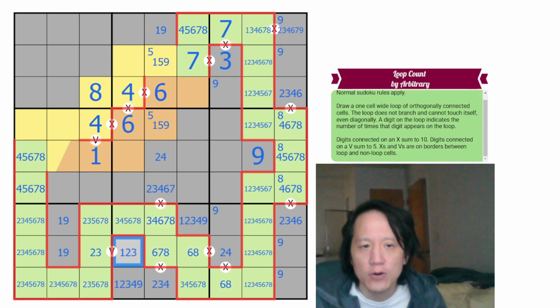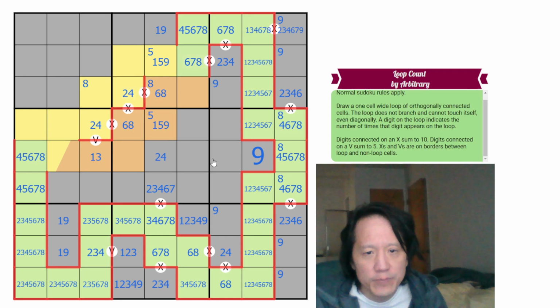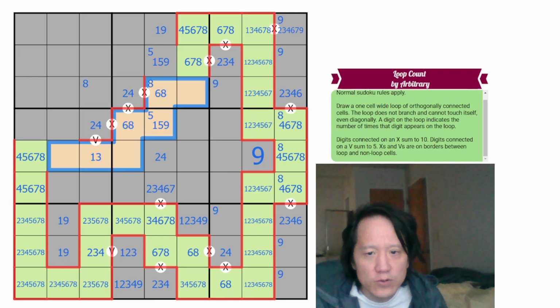Therefore, the yellow cannot be part of the loop, and therefore we've shown that the orange has to be part of the loop. So the yellow cannot be the loop. So we just remove that, and the orange is part of the loop. So the orange is now part of the loop. So now we can just, oops, draw in the boundaries.